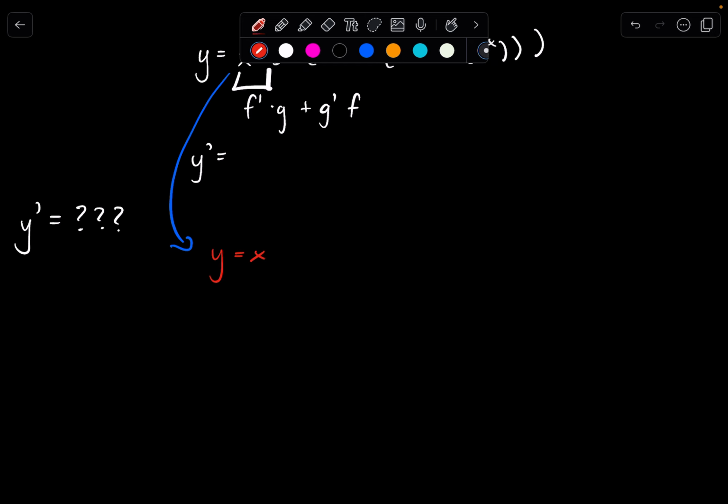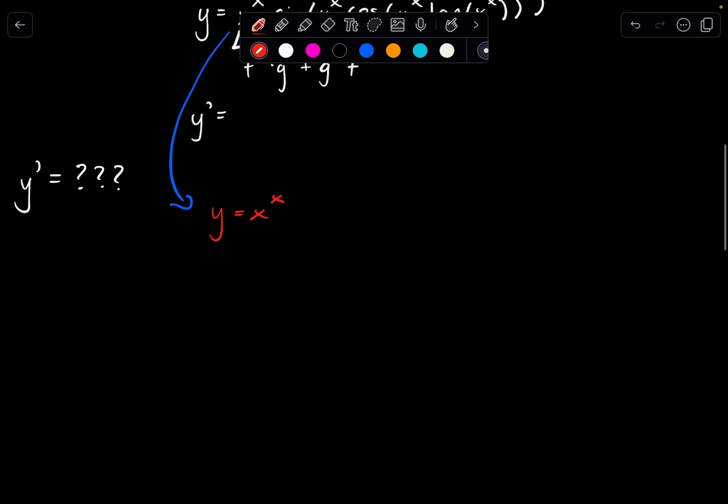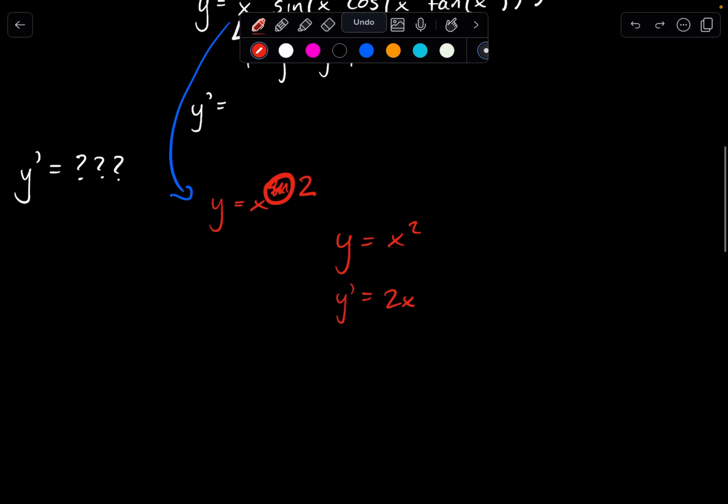Let's write y is equal to x to the x here in red. Well, let's treat this number up top like it's a constant. So imagine that's x squared. What would we do if y equals x squared? y prime would be 2x. And we subtract 1 here, so it just becomes 2x, like that.